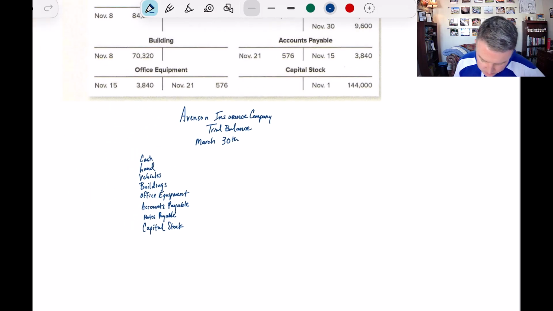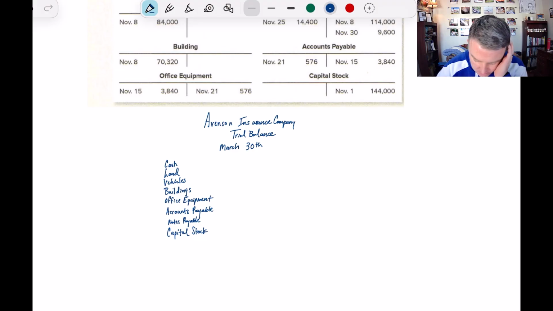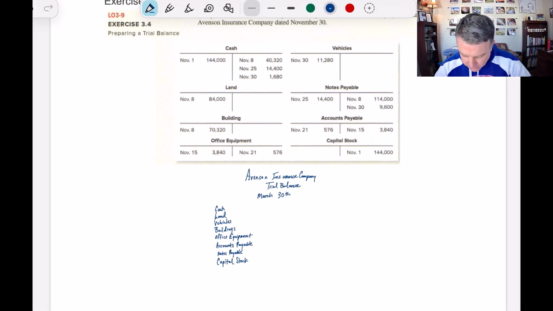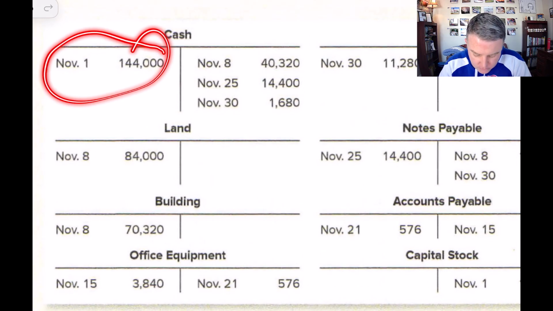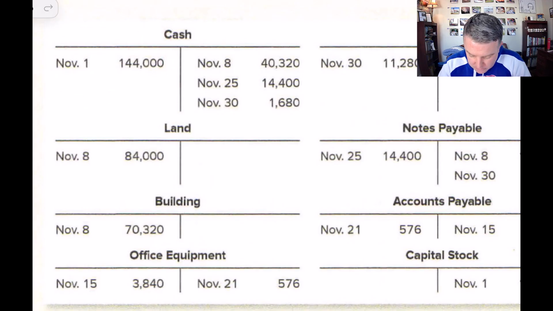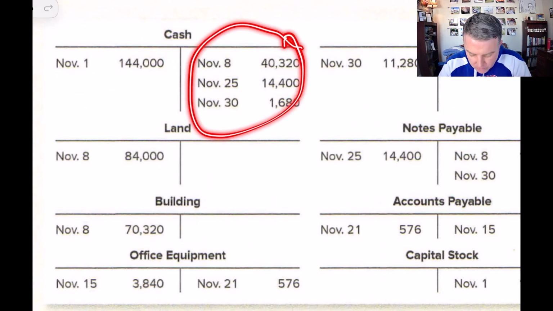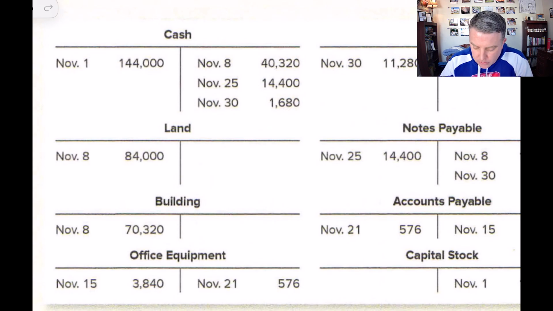So then, what do we put in next to these account names? Well, we want to write in the total of all of the entries that were posted to the cash account. So you can see cash was debited for $144,000, but then it was credited for these amounts. And so what we need to do is total these up. To total it up, you're going to take the total of your debits and subtract the total of your credits. If the credits are bigger than the debits, you're going to say it's a credit balance account. Or if the debits are larger than the credits, you'll say that it's a debit balance account.